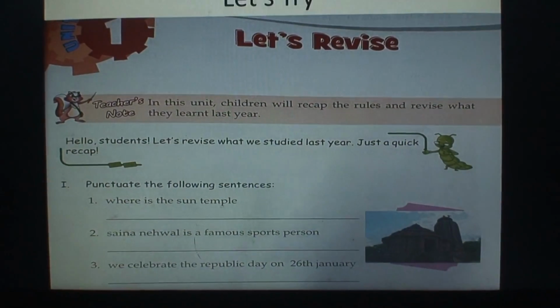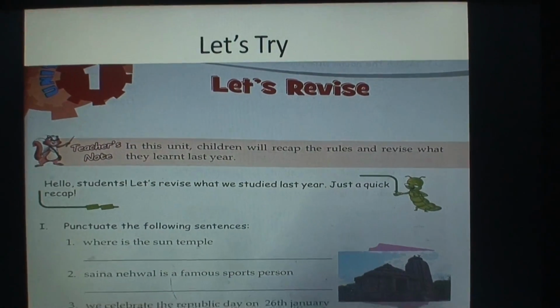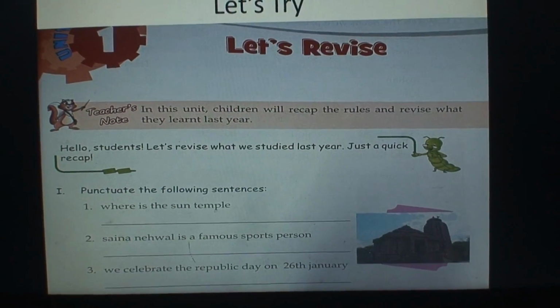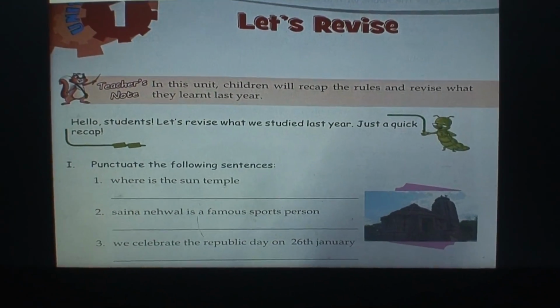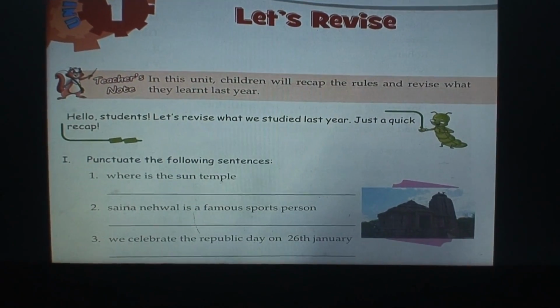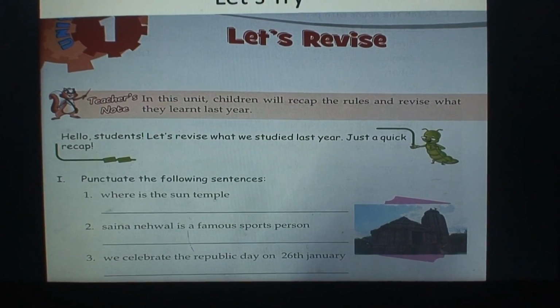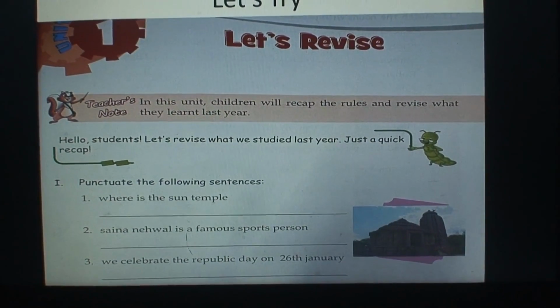With this explanation, I want you all to do this exercise for me. This is your homework.